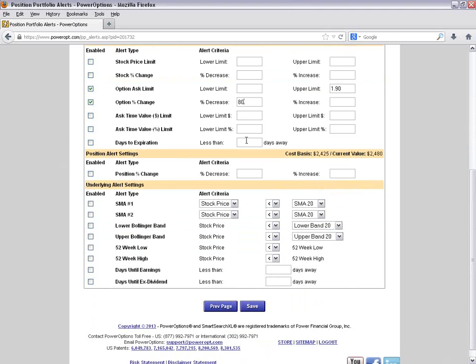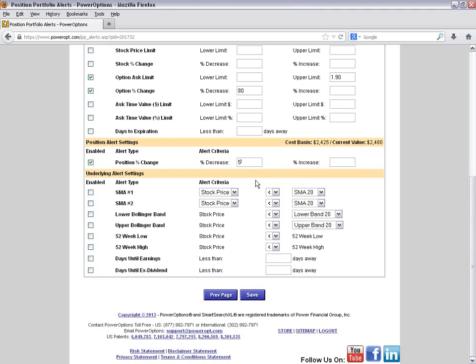In addition to that, of course, we could set in our days to expiration, but we see that on the portfolio anyway. And then, of course, we have position alerts where you can set the total position change. So if my covered call loses more than 5%, I may want to be notified of that as well. Now let's talk about some of the fundamental alerts.